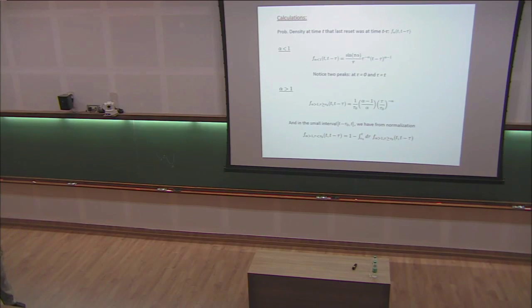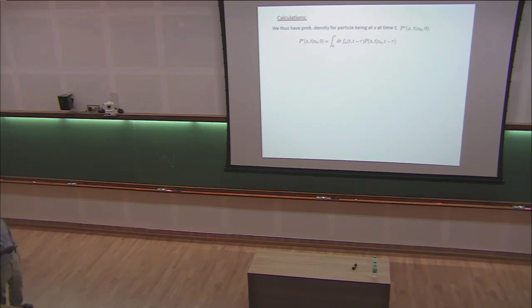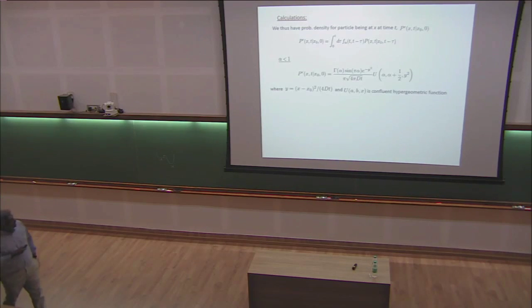And one thing to notice in the alpha smaller than 1 form is that it has two peaks, one at tau equal to 0 and one at tau equal to t. That means very high number of resets, either very close to the time the random walk starts or very close to the time where you are measuring it. Okay, so then what you have to do is plug it in and do the calculations. And for alpha smaller than 1, this is the form we get. So what one should notice is that the form has an x squared by t dependence, like diffusion. So there is no steady state for alpha smaller than 1.